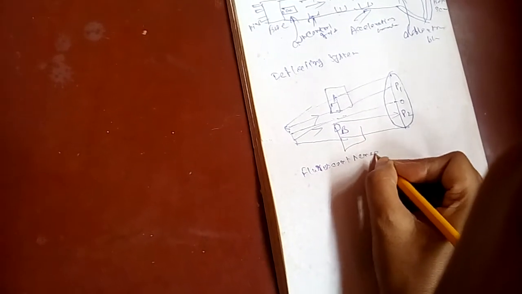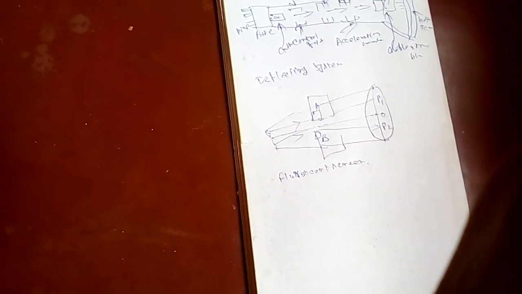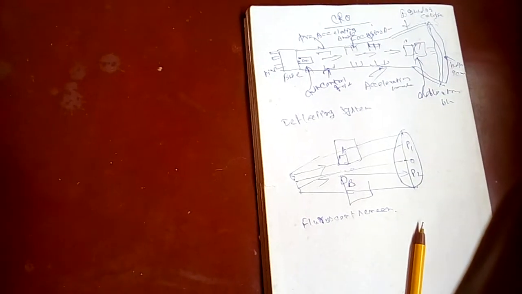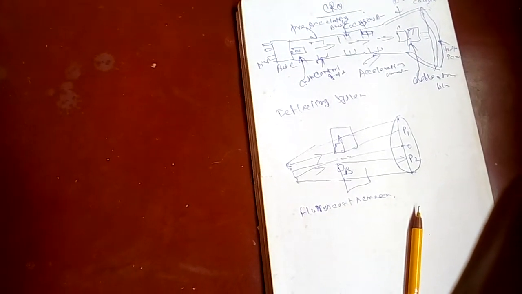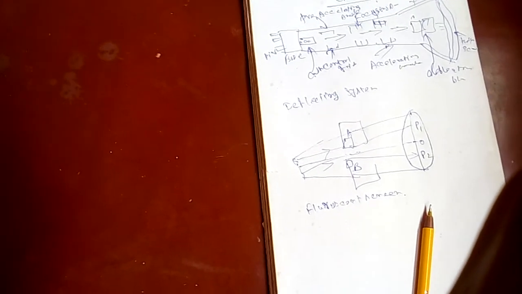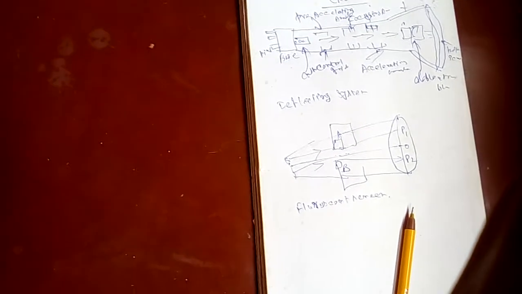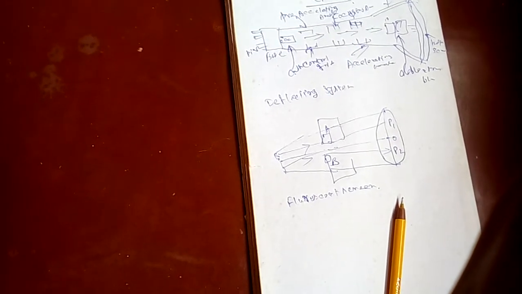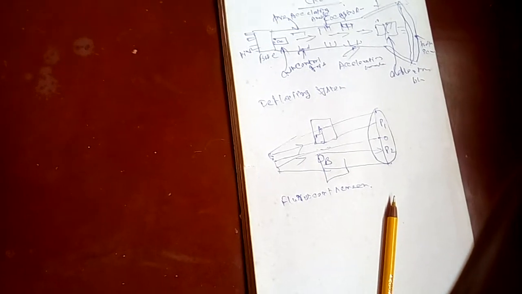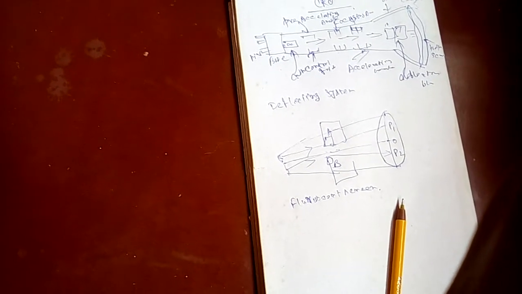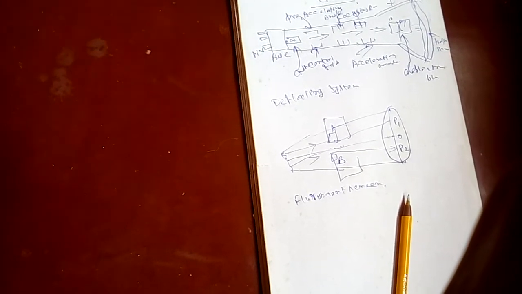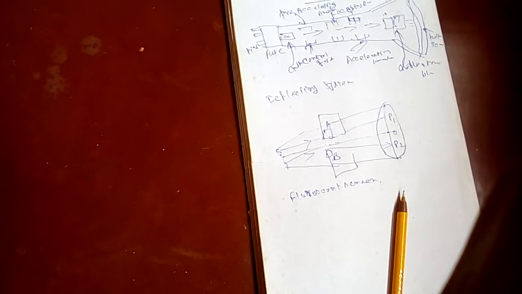The next component is the fluorescent screen. What is the fluorescent screen? The inner part of the CRT face is coated with a material known as phosphor. The phosphor absorbs the kinetic energy of the incident electrons and re-emits the energy as visible light. Thus a spot of light is produced, and the yellow-green light, to which human sensitivity is high, is used in general purpose oscilloscopes.